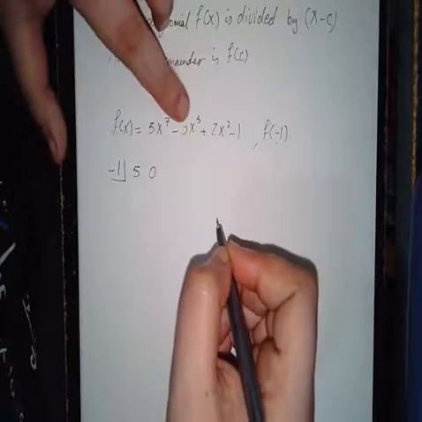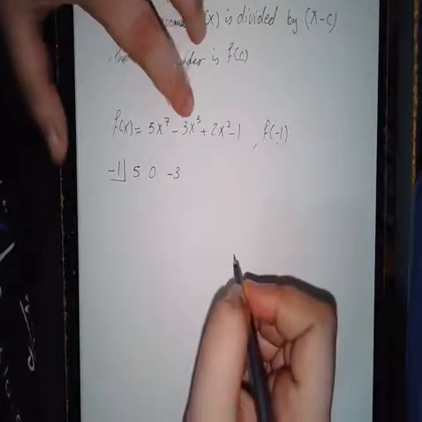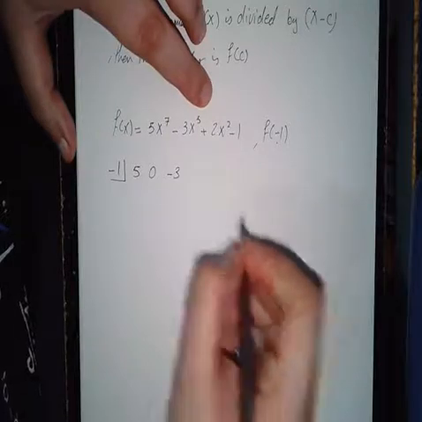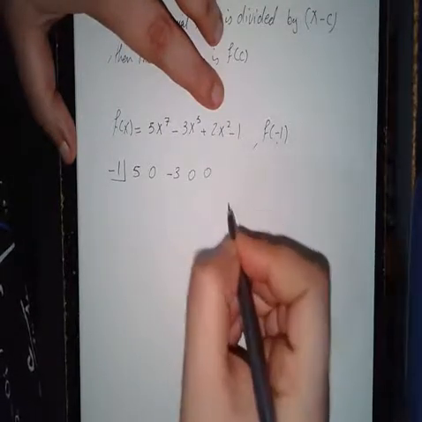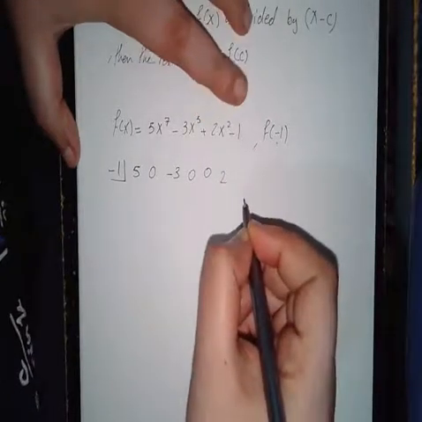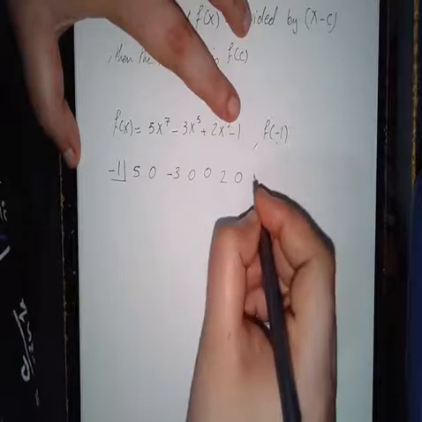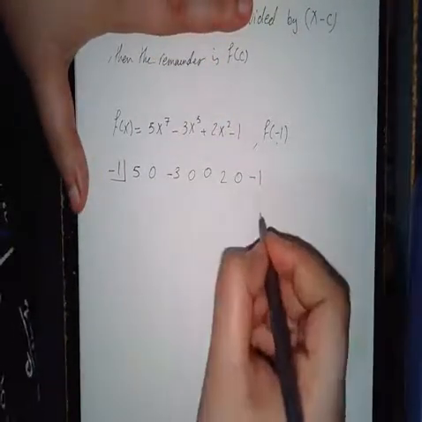Next would be to the 5th, which is here, and it's a negative 3. Next one would be to the fourth. We don't have that one, so 0. Third, we don't have it, 0. Second, we do, which is a 2. First, we don't have it, another 0. And then the number, which is -1. So this is my function.